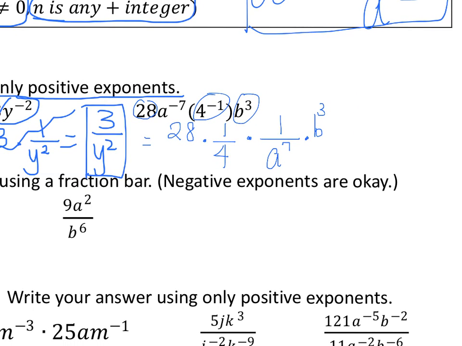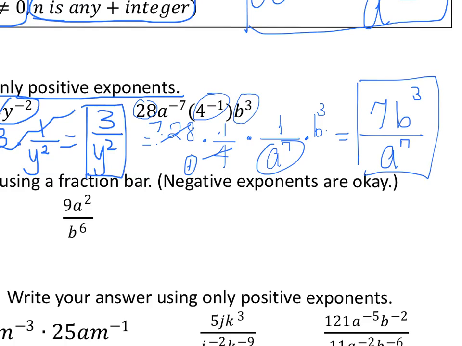As you can see, I am showing a lot of steps. Alright, so you can see what I'm doing. Okay, I'm going to first simplify this to get 7. Okay, 7 times 1 times 1 times b to the 3rd power gives me 7b to the 3rd power. And in my numerator, I have 1 times a to the 7th power. And that's it. That's my answer.